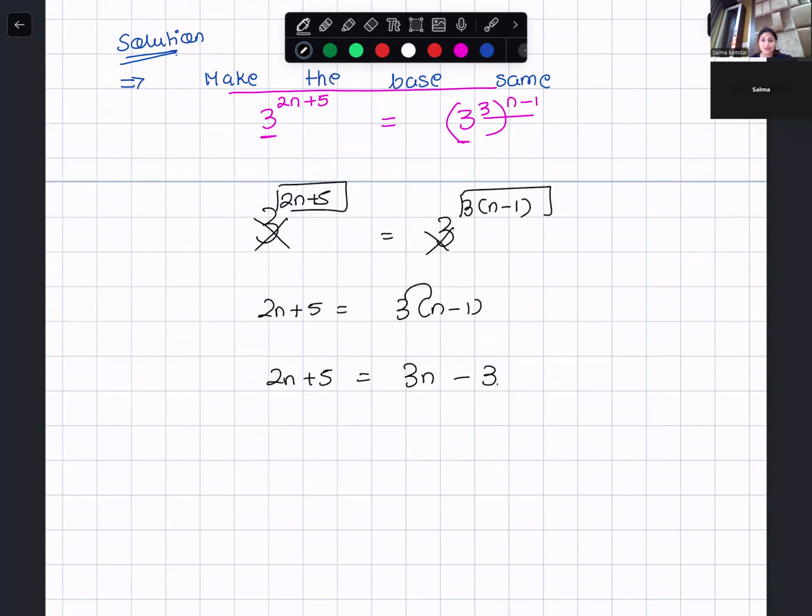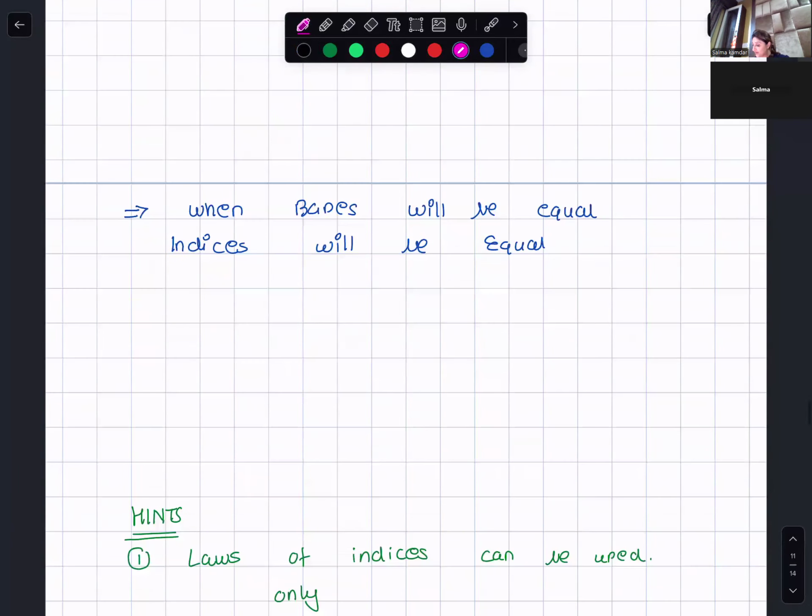We bring the n together and the numbers together. So this would be 3n, and this 2n would go over here, so it would become minus 2n. 5 minus 3 would come over here, plus 3. So n would become 8. And we had to find the value of n.